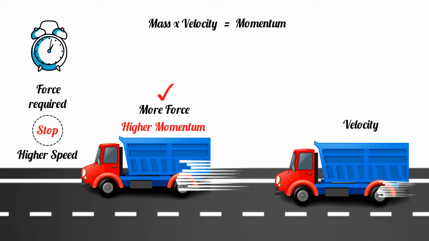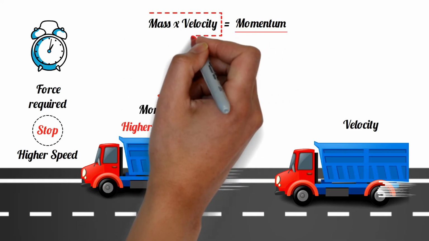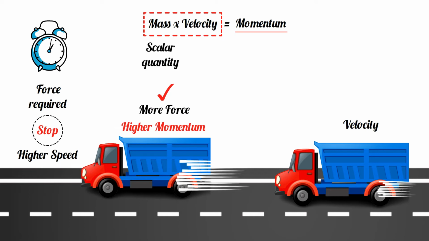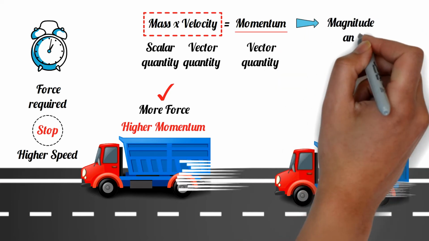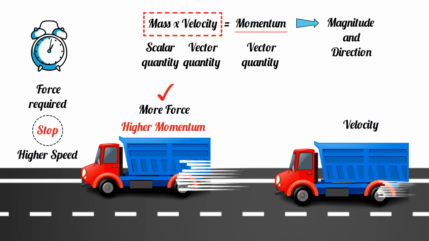It is noticeable that the momentum of an object depends on both its mass and velocity. Mass is a scalar quantity, but velocity is a vector quantity, so momentum is also a vector quantity. It has both magnitude and direction. In the case of momentum, the direction of velocity is considered the direction of momentum.